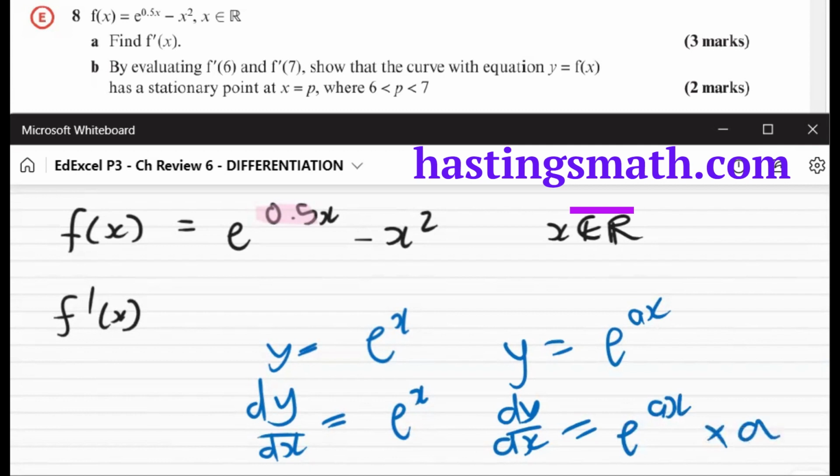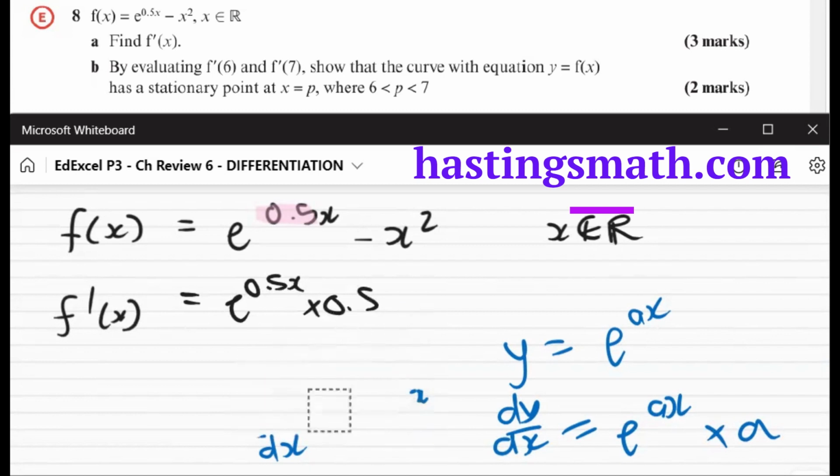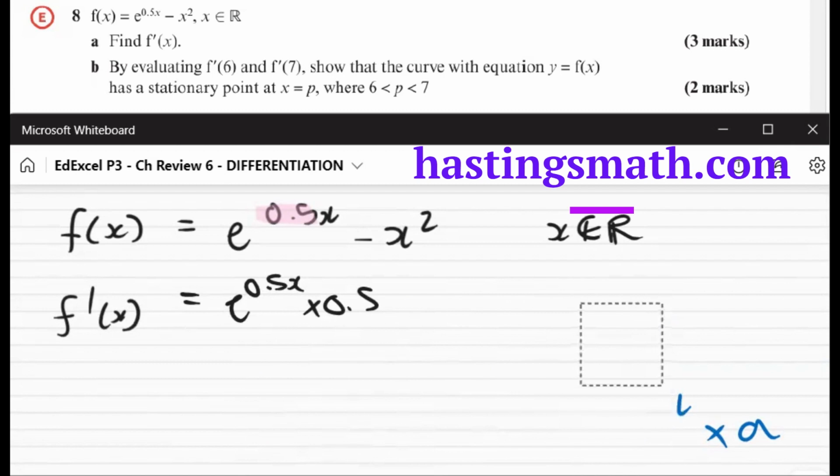Okay, so if we apply that to our e to the power of 0.5x, we will get e to the power of 0.5x times by 0.5. Then we just have a nice, easy x squared. So negative 2x squared, you times the negative by the 2, we get negative 2x. So that's 3 easy marks for part A.